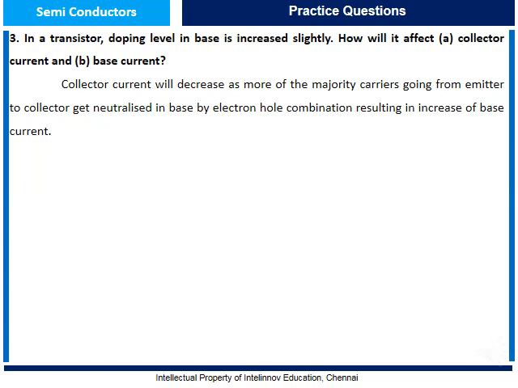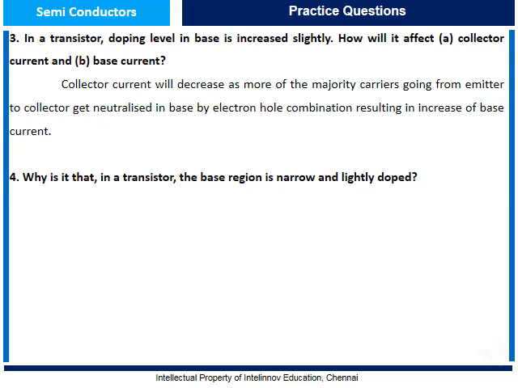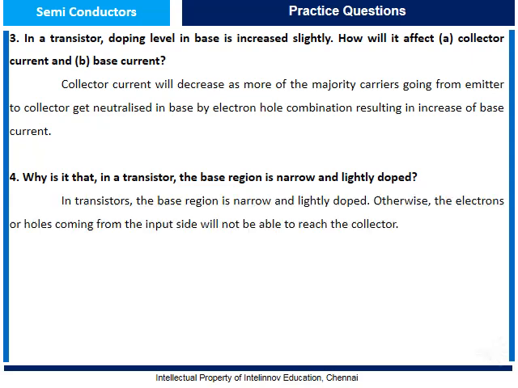Question number 4. Why is it that in a transistor the base region is narrow and lightly doped? The answer is in transistors the base region is narrow and lightly doped. Otherwise, the electrons or holes coming from the input side will not be able to reach the collector.